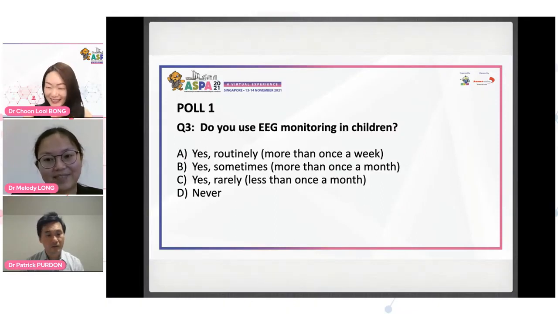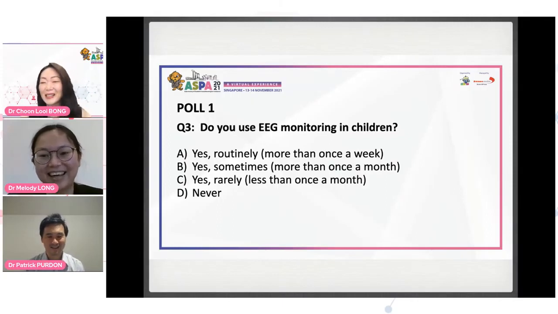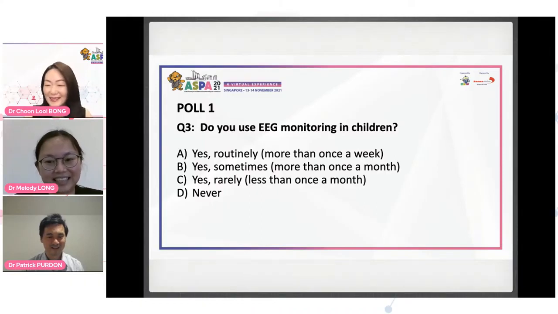Okay. All right, so this is dynamic. I'll reread the results. Let's give them a little while to respond. Of us, we use it routinely, more than once a week. 26% use it sometimes, more than once a month. 21% of us use it rarely, so less than once a month, and 26% of us have never used it.